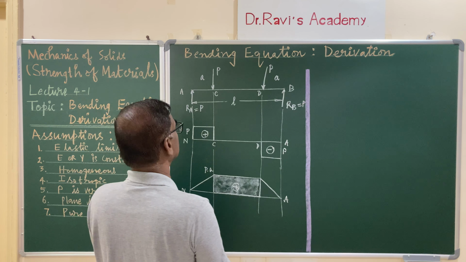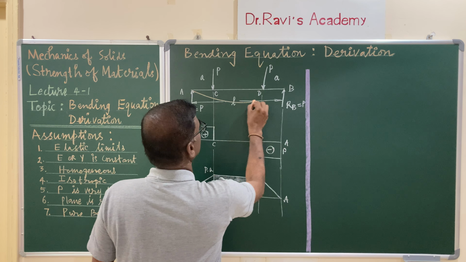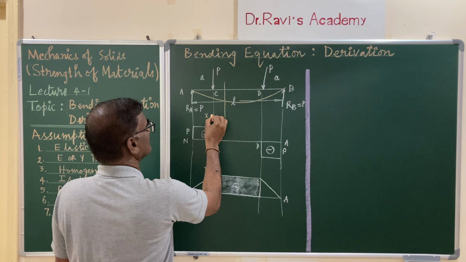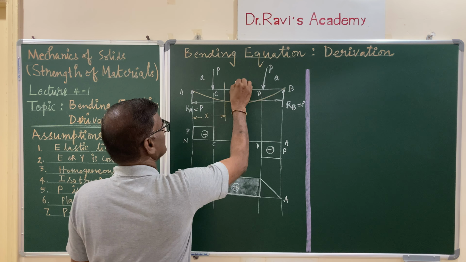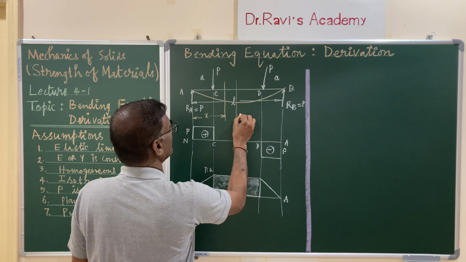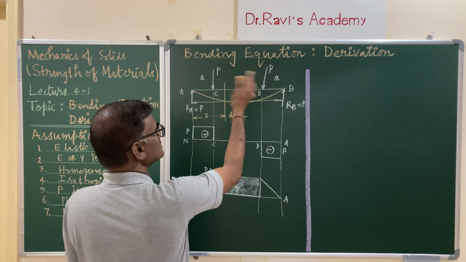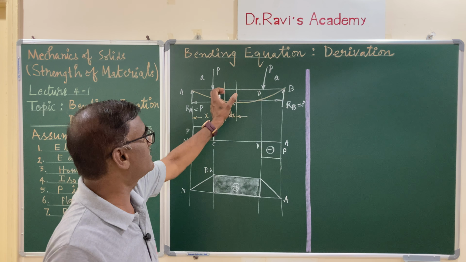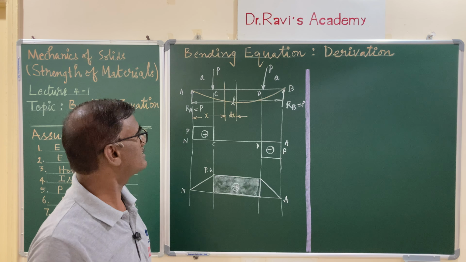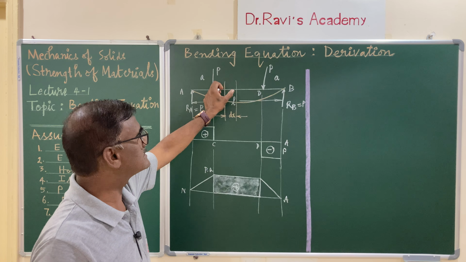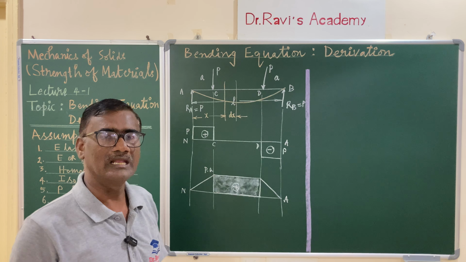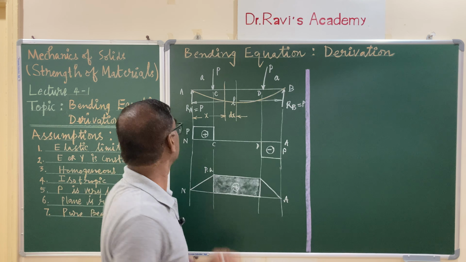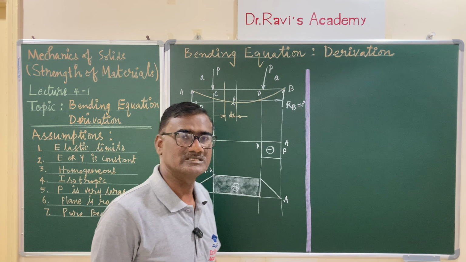Now let us consider the deflection, and let us select at a distance x from the left hand an elemental length, I am calling it dx. Let us draw a magnified view of this dx, the beam having a certain cross section, maybe rectangular or any cross section, and let us analyze in detail this particular elemental length dx in order to derive the expression for the bending equation, that is what is known as the flexure formula.